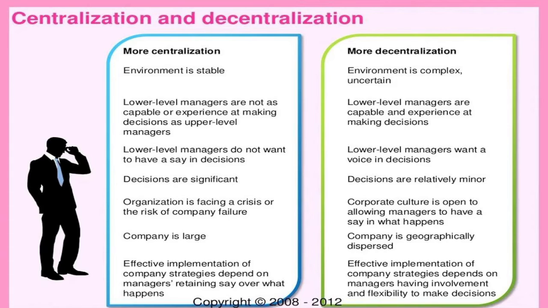Lower level managers are not as capable or experienced at making decisions as upper level managers. So power is vested with the central team or one person. So there is no case of having the decision making power with the lower level managers. Lower level managers are capable and experienced at making decisions. Okay, here lower level managers are also given authority for decision making.